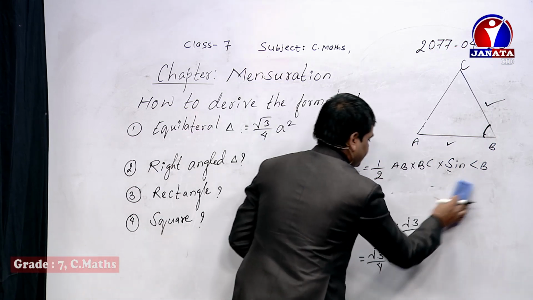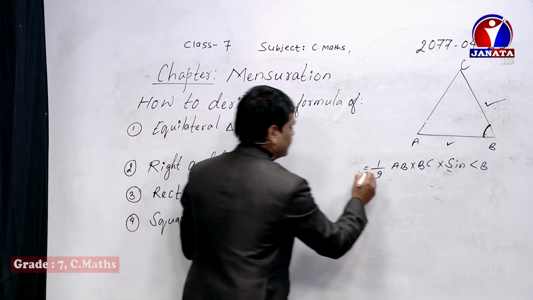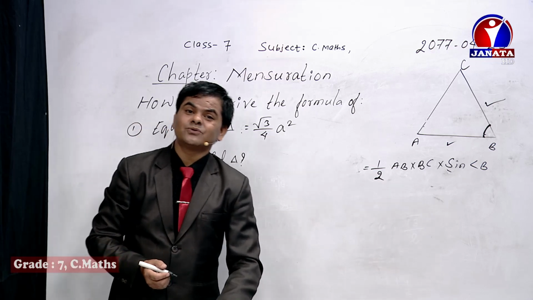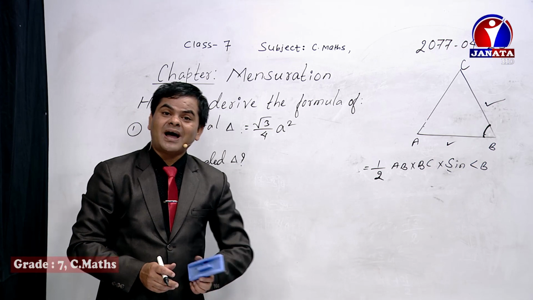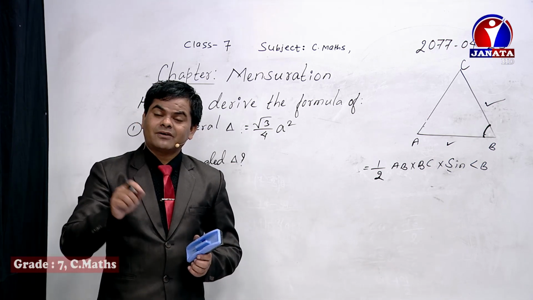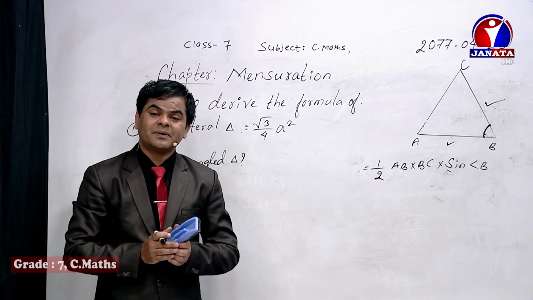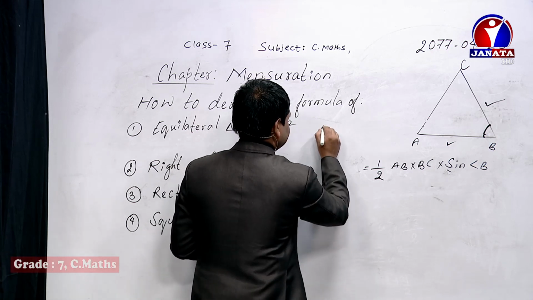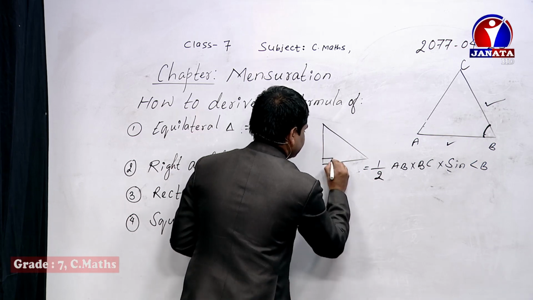deriving the formula of a right angle triangle. Which triangle is known as a right angle triangle? At least we need to know the properties of a right angle triangle. A triangle having one angle of 90 degrees, and then a perpendicular, base and hypotenuse. In between the two adjacent sides, perpendicular and base, there will be 90 degrees, isn't it? So let's take the figure of a right angle triangle. Let's make a figure.